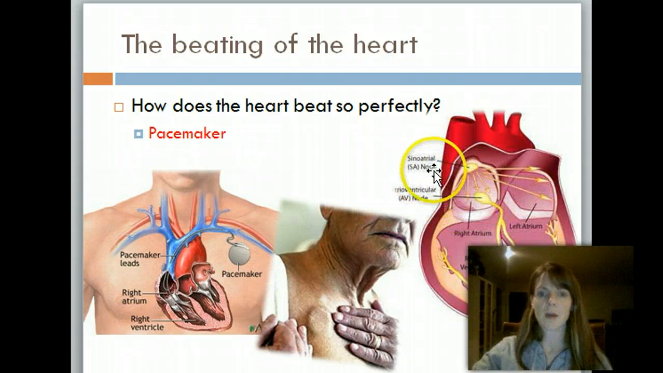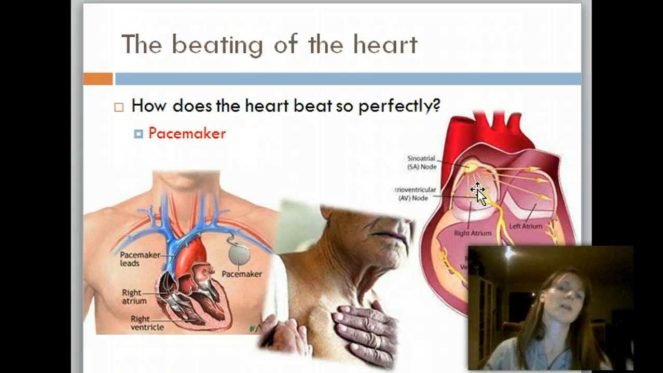It's called the sinoatrial node, or the SA node, and it's this group of cells that basically causes the heart to beat, located near the right atrium, okay? So it's very important that that pacemaker is keeping the heart beating the way it should.